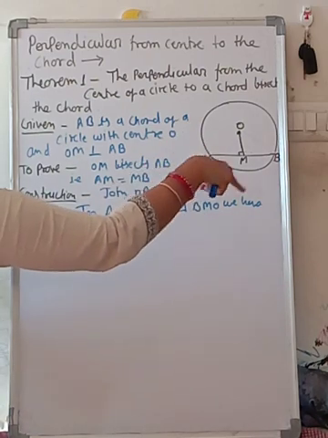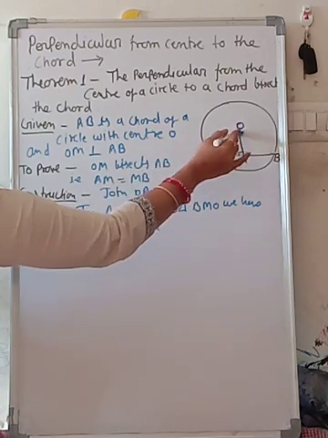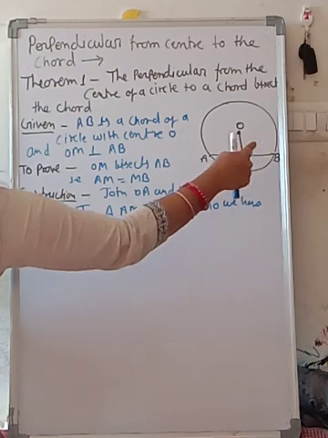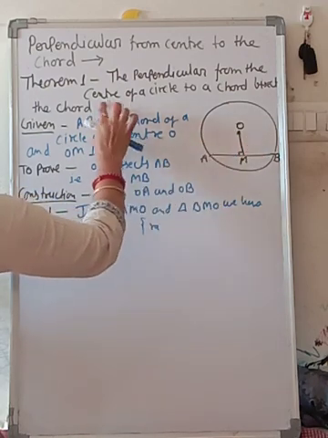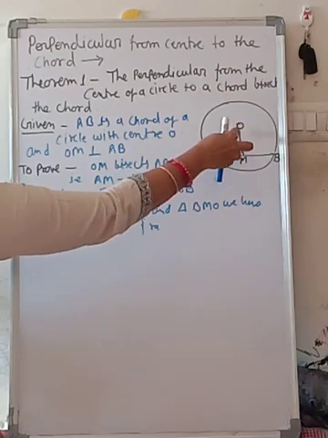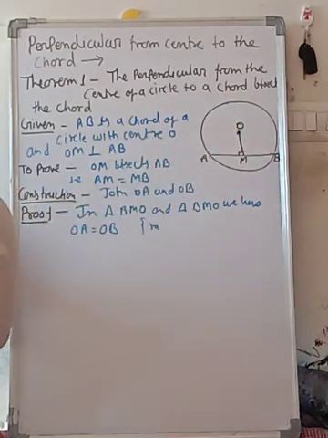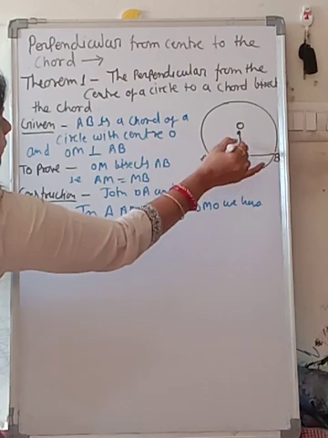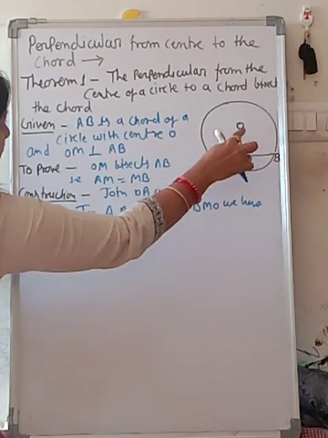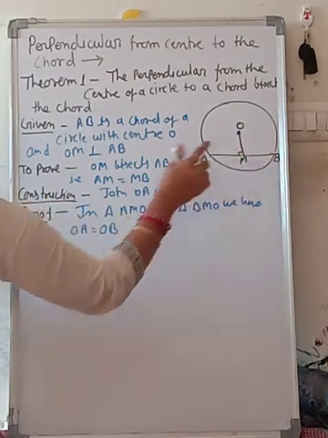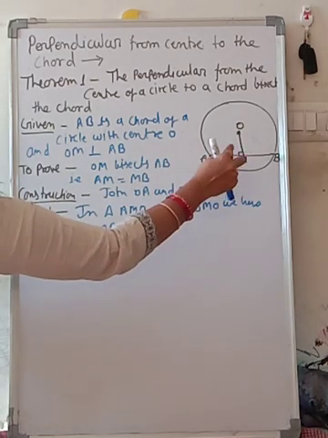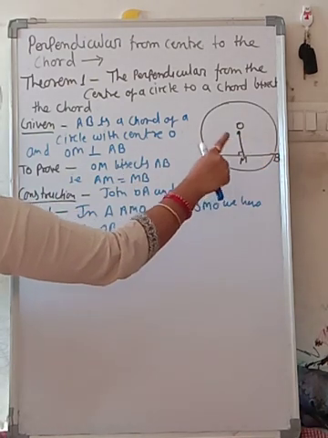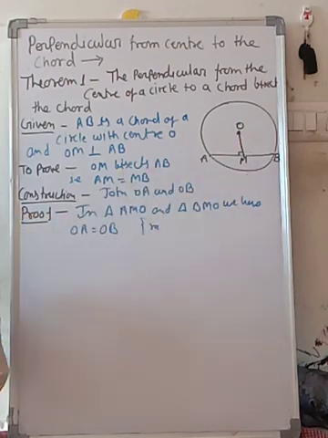So first here we draw a circle. This is a center point O and AB is a chord. The perpendicular from the center of a circle to a chord bisects the chord. It means this line will be joined O to line segment AB. OM is perpendicular to AB. Now here write down the point M, and bisect means it makes a 90 degree angle.